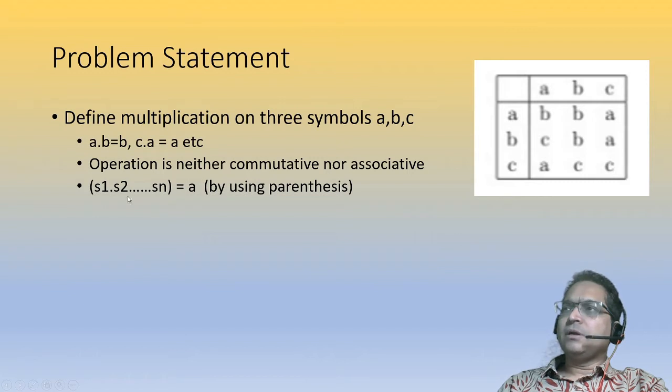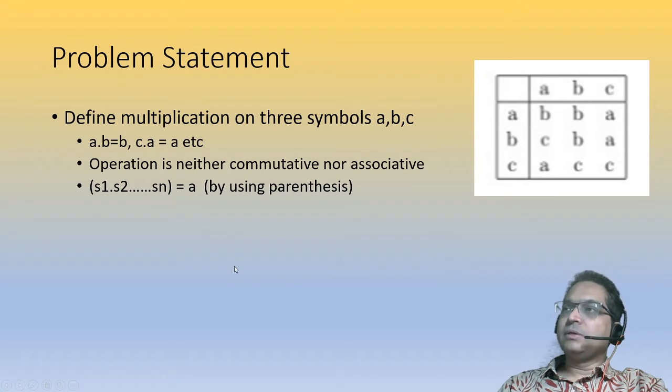Now, we cannot move the different numbers around S1 through Sn, because the operation is neither commutative nor associative. So we can only place parentheses around these numbers, and that's pretty much all we can do. And just like matrix chain multiply, these numbers cannot be moved around because they are not commutative. S1 times S2 is not the same as S2 times S1, and therefore we have to keep everything exactly in order and just add those parentheses.